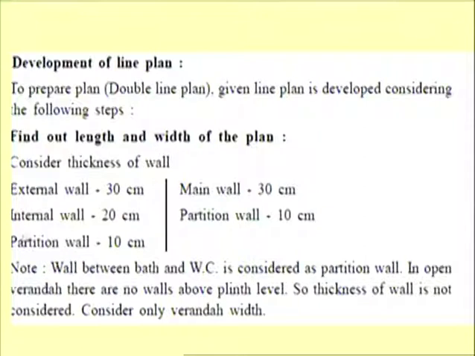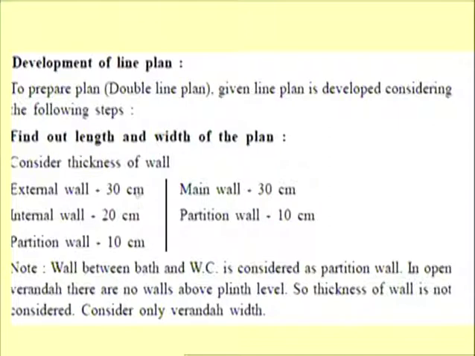These are known as partition walls. A 10 centimeter wall is called the half brick wall, and if the thickness of the wall is 20 centimeter, then it's called the one brick wall. If it is 30 centimeter, it's a 1.5 brick wall. External walls should have more thickness, and the internal walls can be provided with less thickness. So external walls should be provided with 30 centimeter thickness, internal walls with 20 centimeter thickness, and the partition walls with 10 centimeter thickness.